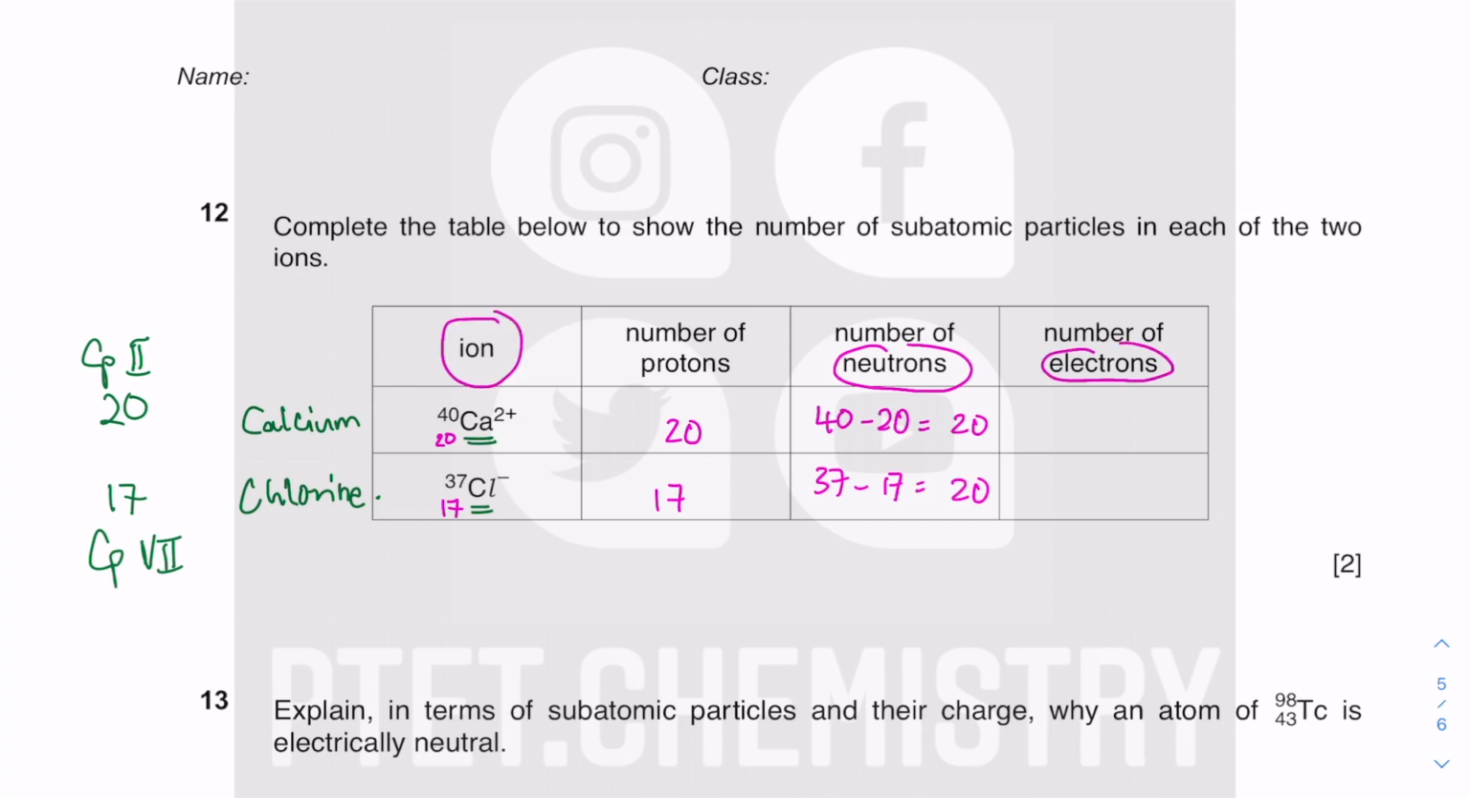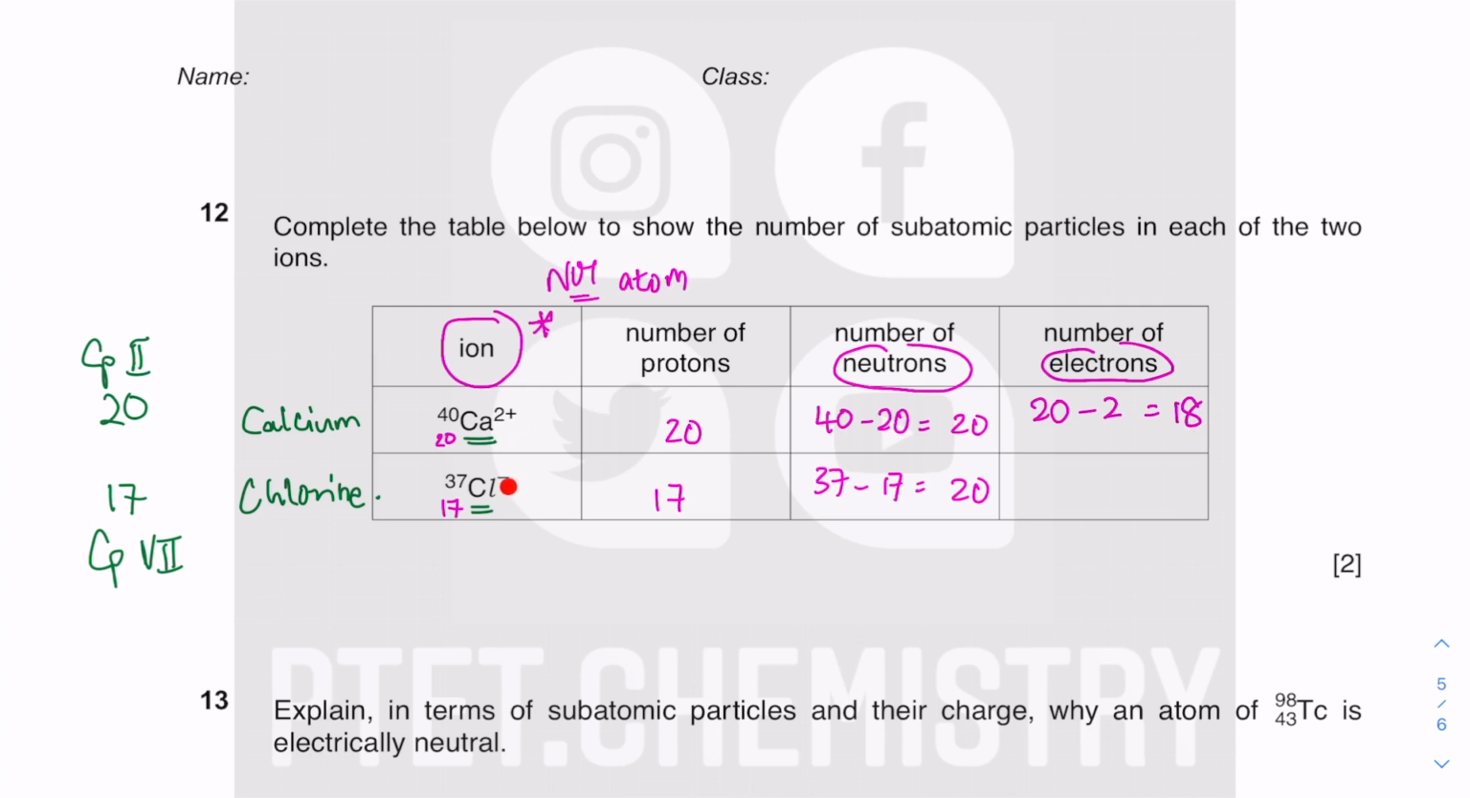Be careful, ion, not atom. If you have an atom, then you have 20 electrons. But you have a 2 plus. You have a 2 plus because you have lost electrons. You have more protons than electrons. That's why overall you have a plus charge. You have lost 2 electrons because you have a 2 plus. So you have lost 2 electrons. You have 2 extra protons than electrons. You have a plus 2.